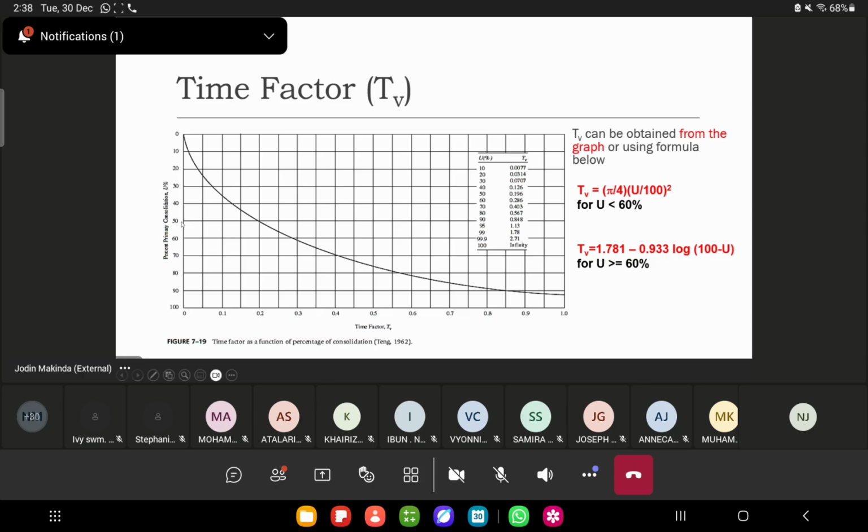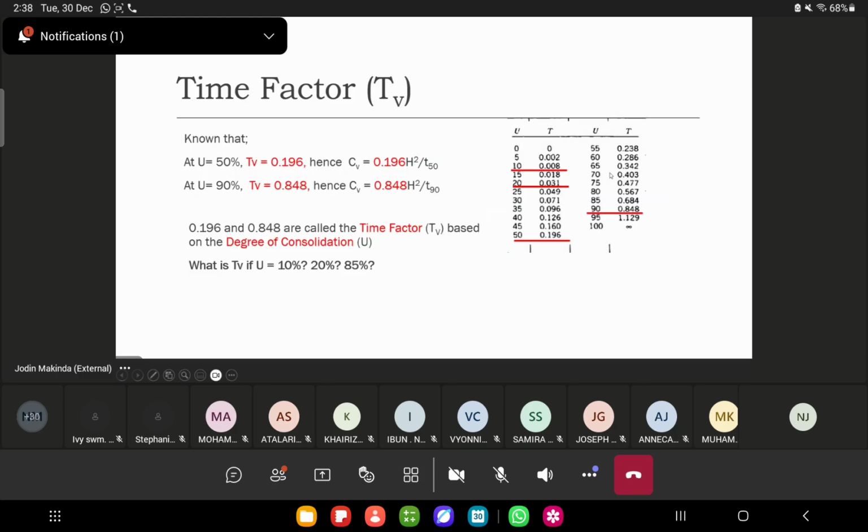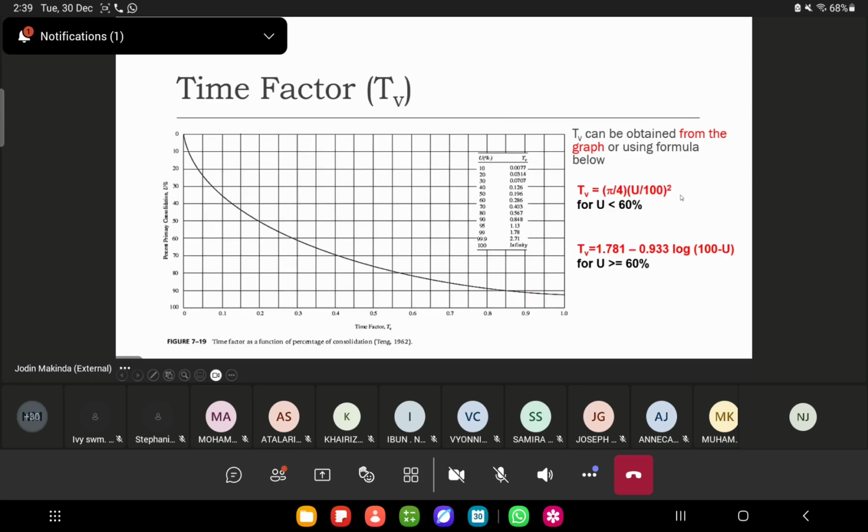If we know the percentage of consolidation, let's say 50%, we scale off from the 50% and you get the time factor 0.2. Or you have 70%, you scale off, you get the time factor 0.4. So this is the alternative. If you are not given the table to calculate time factor, you can also use this chart.